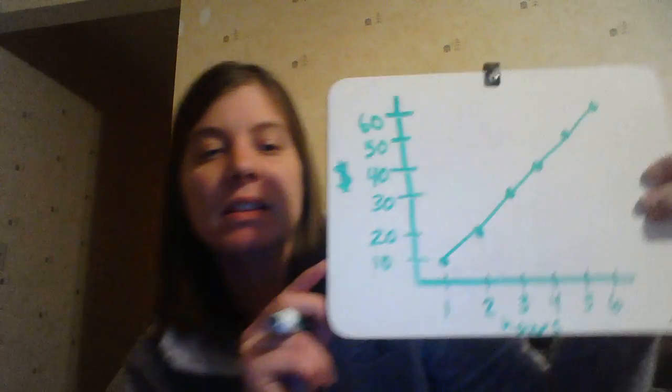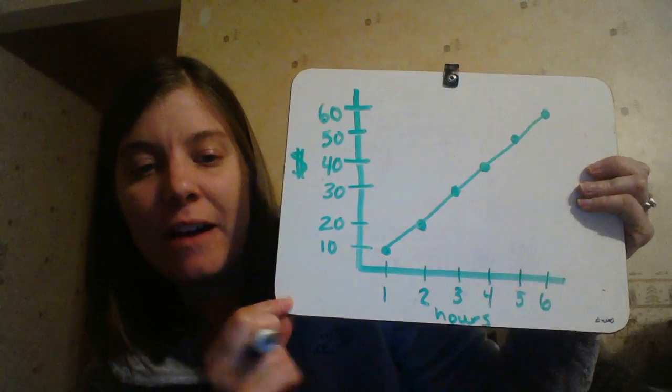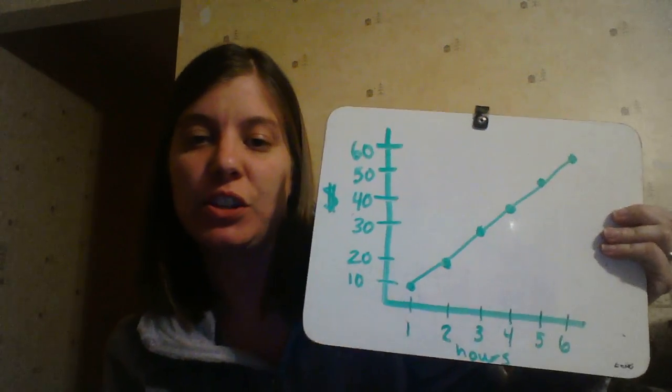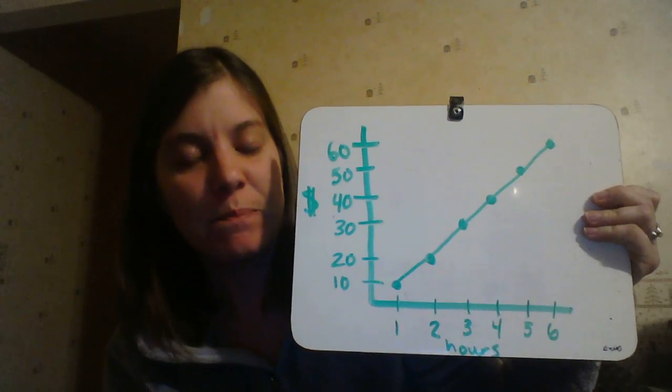Now we're going to talk about how to write an equation to represent a graph and what information we can get from an equation. So here is a graph. This graph is representing the number of hours that you work and the number of dollars that you earn. Now, it's a pretty basic graph.